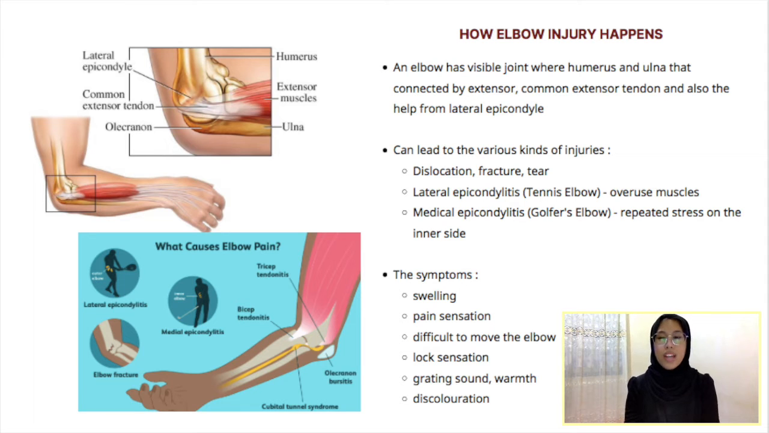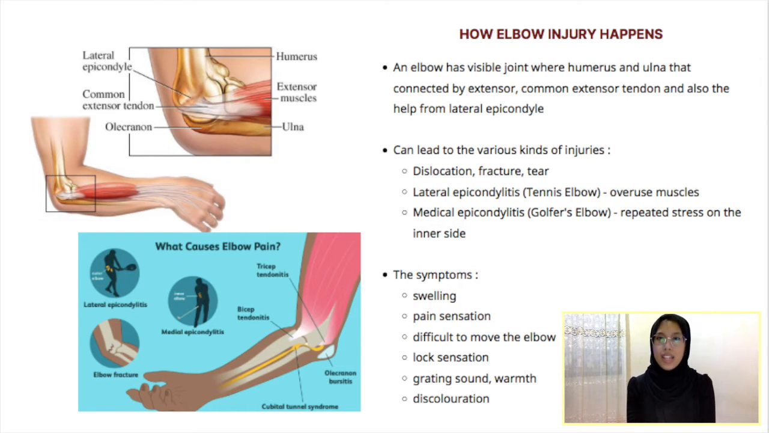So how can we know these are elbow injuries? There are several symptoms to look for. First, you start to notice that your elbow is swelling, you feel pain when you move your elbow, or your elbow is difficult to move, and maybe your elbow becomes locked, like you feel a lock sensation or grating sounds. And when you touch your elbow, it feels warm, and you also notice discoloration.